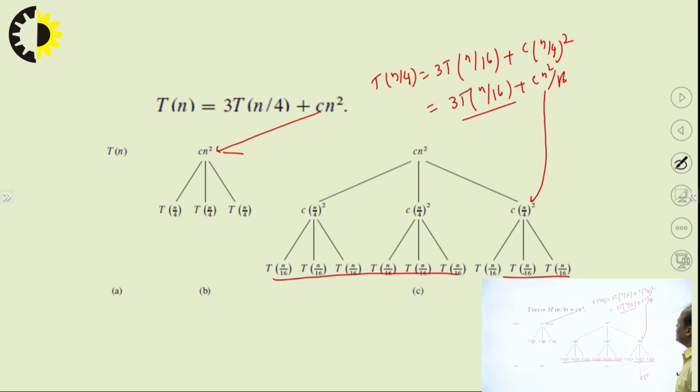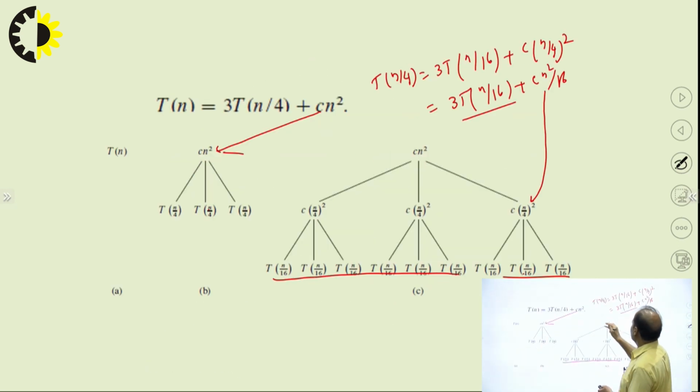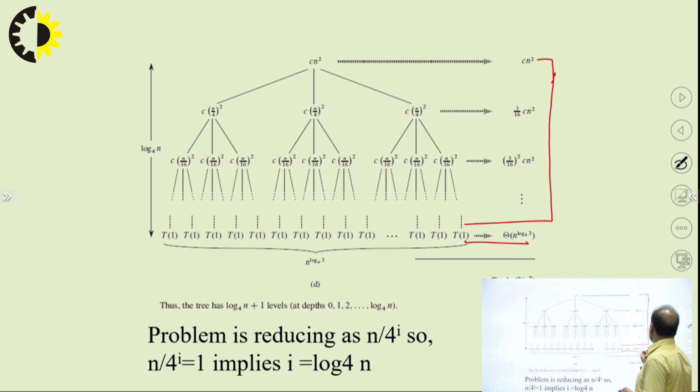Same thing we did in the last example: we are going to sum the leaf nodes and sum the non-leaf nodes. You see here, the cost of this is Cn square, and this is 3 by 16 Cn square. Ultimately this is going to terminate at T(1). So before T(1) it is a non-leaf node, and this T(1) is a leaf node.